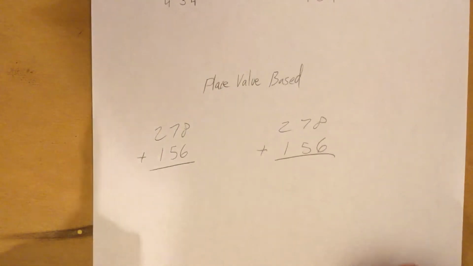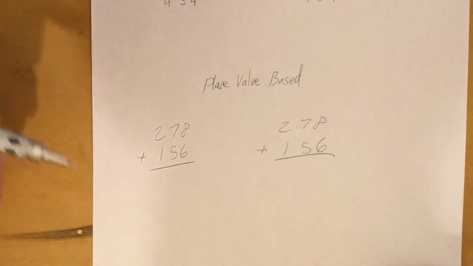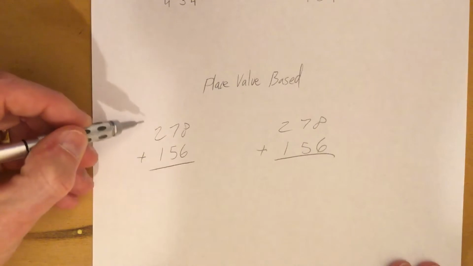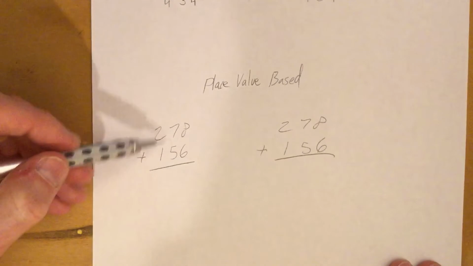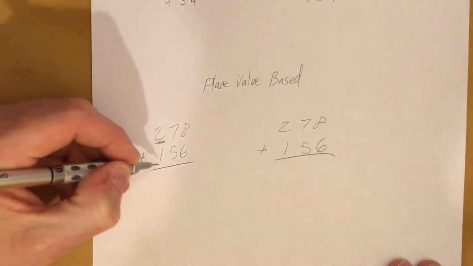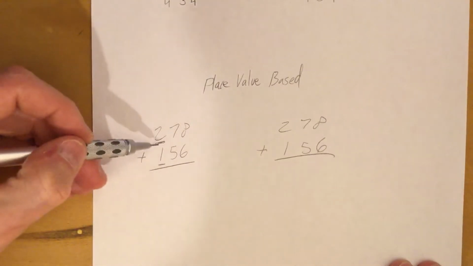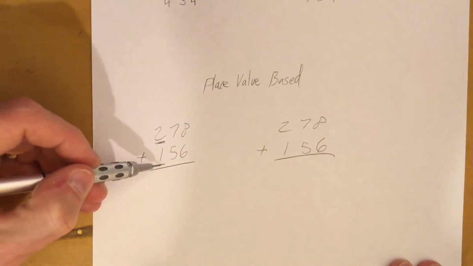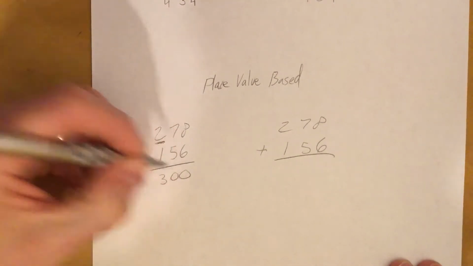Okay, so now we're going to move on to some more place value oriented methods. The first is going to be doing the subtotal from left to right. We're just adding it up by place value. So when we look over here, we see a 2 and a 1, but we really know that that's not 2 and 1, that's 200 and 100. So 200 plus 100 equals 300.